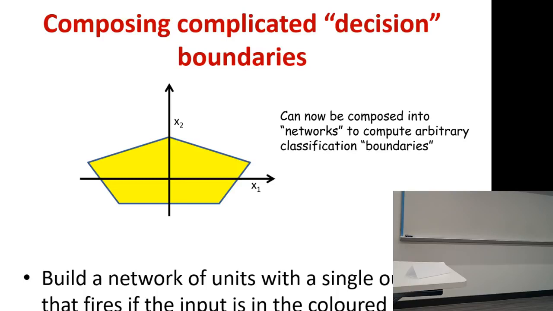But once you realize what's going on, you can build arbitrarily complex functions. So look at this guy. I want a function that's working on 2-dimensional input, but the output is 1 if the input is inside the pentagon and 0 outside. I'm allowed to use perceptrons to compose this function. How would I do it? Anybody?